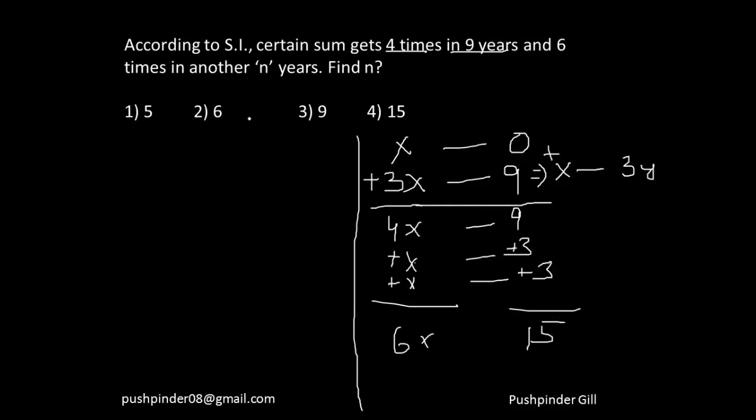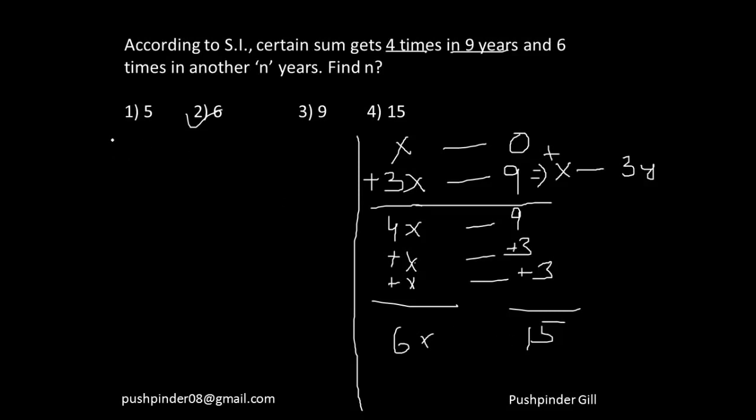However, in this question he is asking in another n years. That means after 9 years, how many years is it? So after 9 years, it will become 6 times in 6 years. Fine. So I hope everyone is understanding what I'm trying to do over here. It was 1 time in 0 years, it became 4 times. That means it increased by 3 times in 9 years. That means every 3 years it increases by 1 time. So 4 times in 9 years means 6 times in 15 years. So he's asking another n years, after which it is 6 times, that is 6 years.